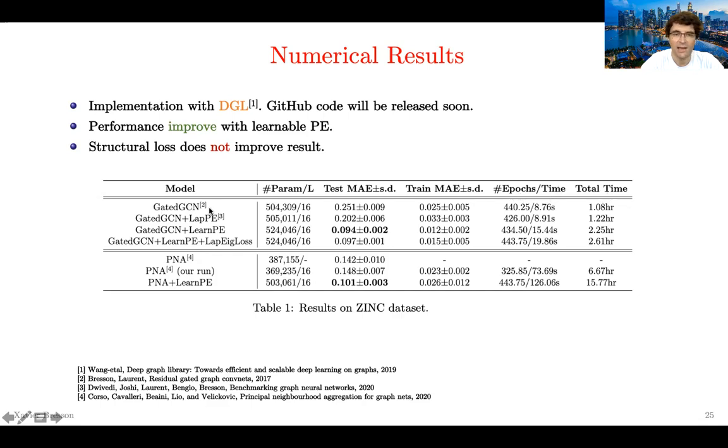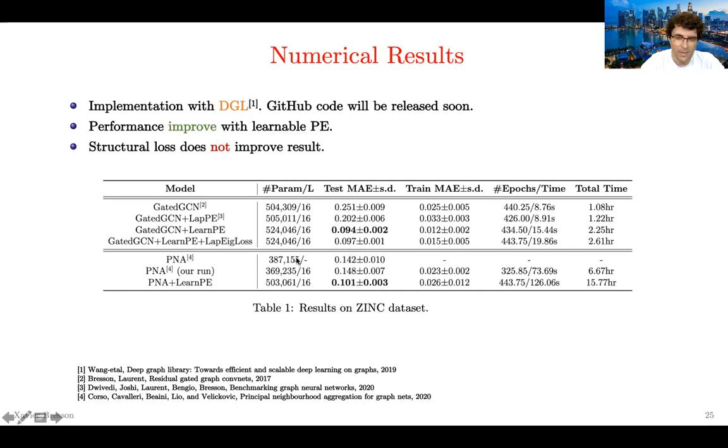So this is gated GCN without any positional encoding. The performance is 0.25. This is gated GCN plus Laplacian positional encoding. We can improve significantly to 0.20. And if we learn the positional encoding, we get 0.09, which is a significant improvement. Then we can also add this positional loss, and as you can see, we improve a little bit on standard deviation, but we don't improve the overall performance.